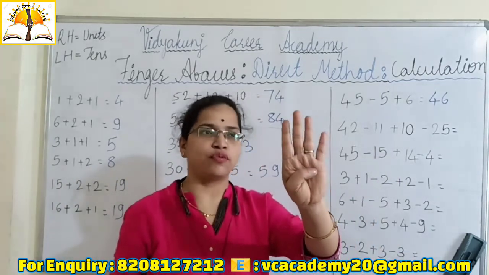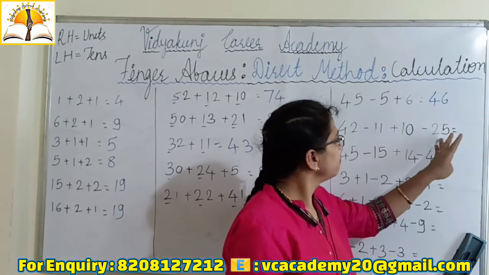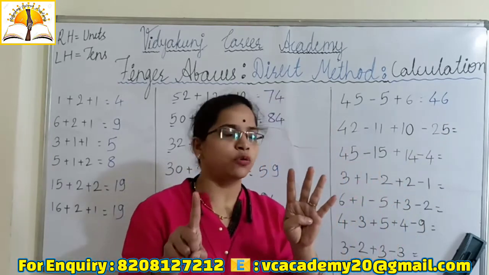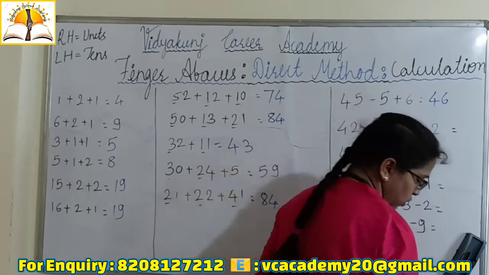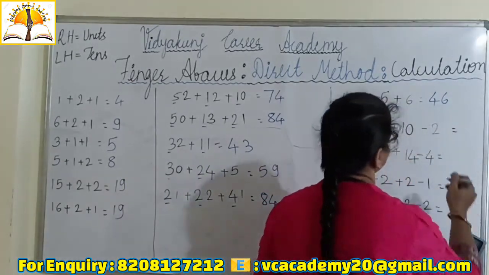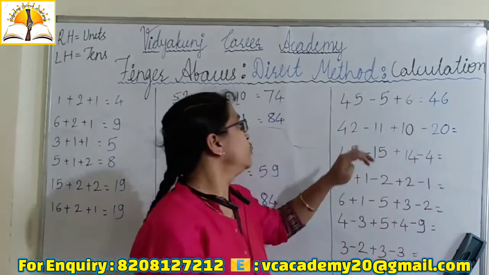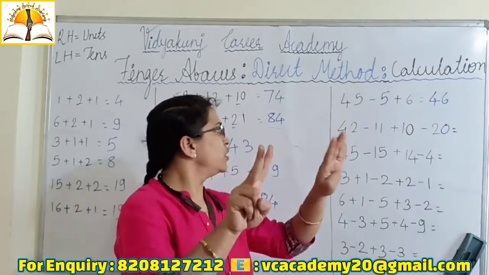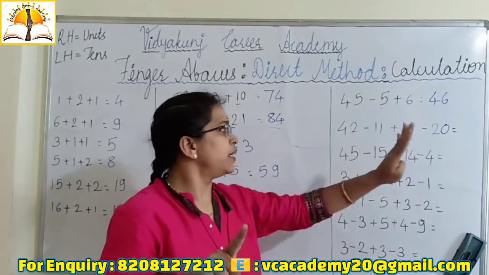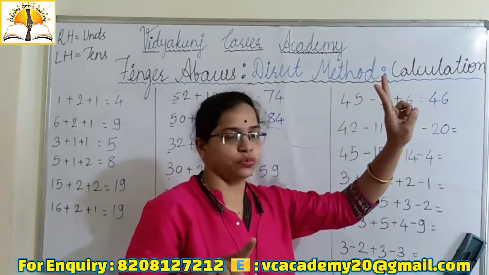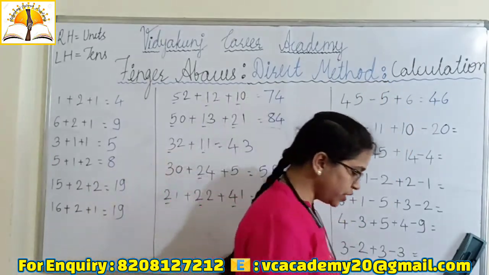Next, plus 10, again 41. From 41 we have to minus 25. How do we minus? I will write here 0 because it is the concept of 5. See, 42 minus 11. Okay, minus 11 plus 10 and minus 20. 1, 2, 20. Okay, 10, 20. What is your answer? 21.